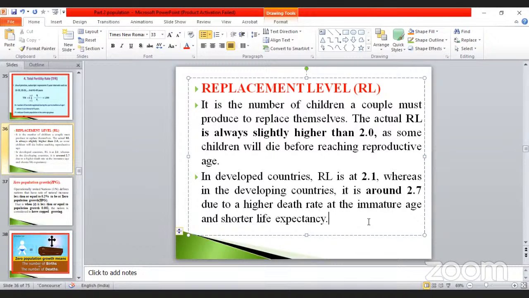What does that mean? Sometimes it may be an accident or some other thing, and also illness. So these are the shorter lives. As a result, the death rate will be higher, so the replacement level is also high. That is the reason. Okay, go to the next one.